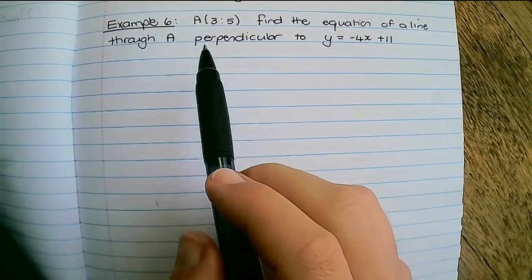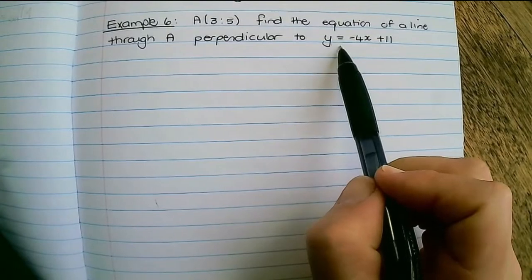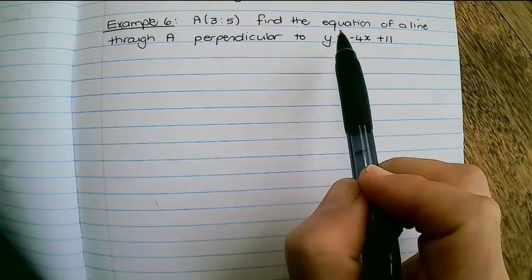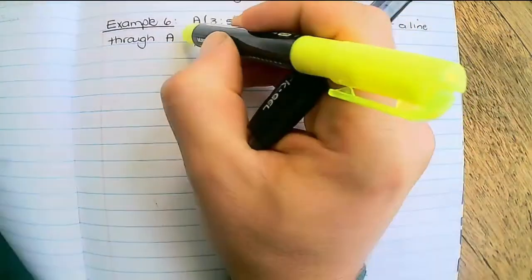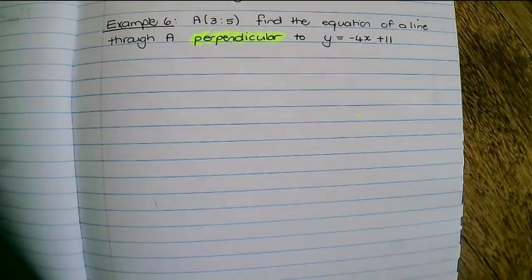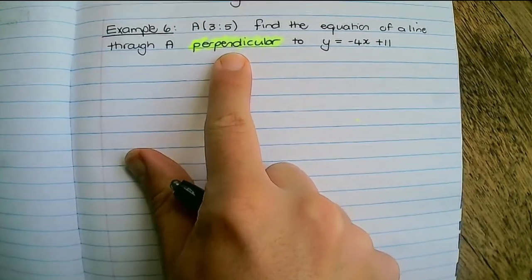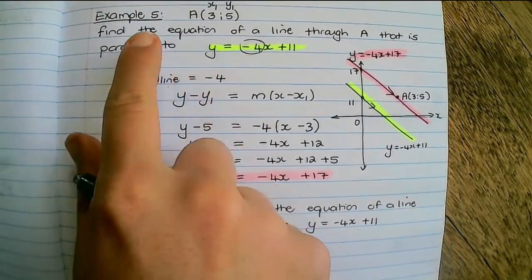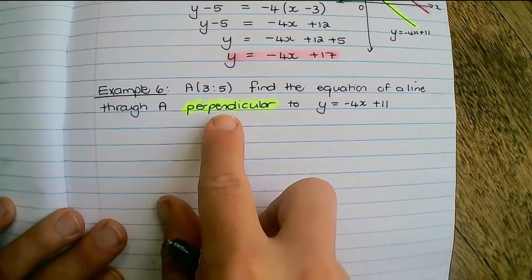In this example, we have the exact same coordinate and the exact same equation of a line, and we want to find the equation of a line through A perpendicular to that line. So only one word changed from the previous question. Here we had the line parallel, and now it's perpendicular.